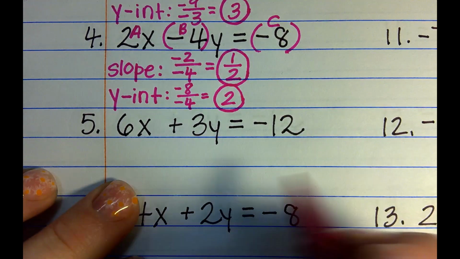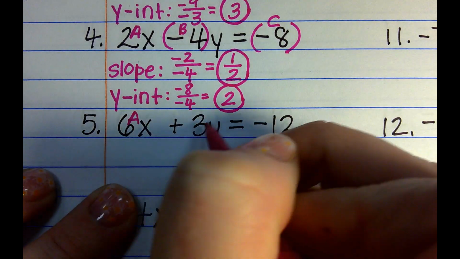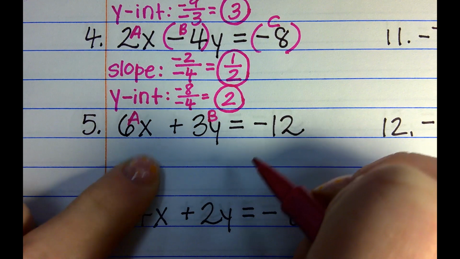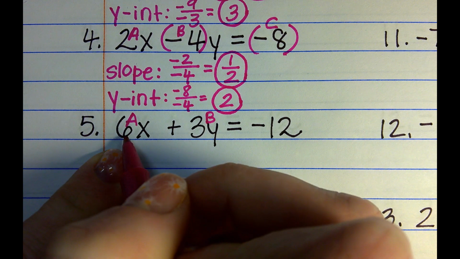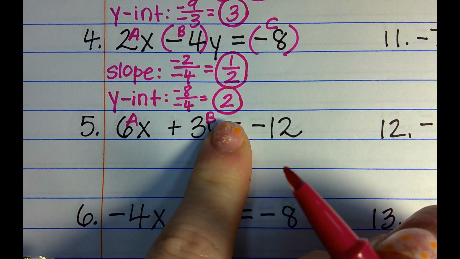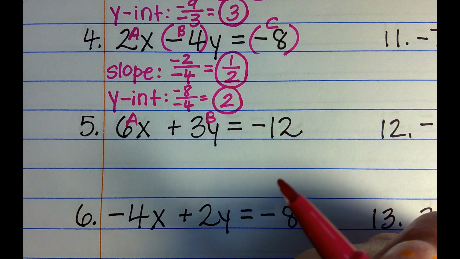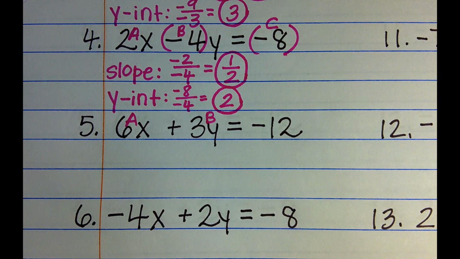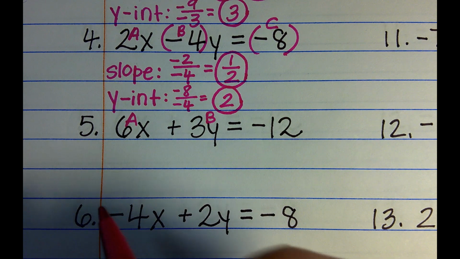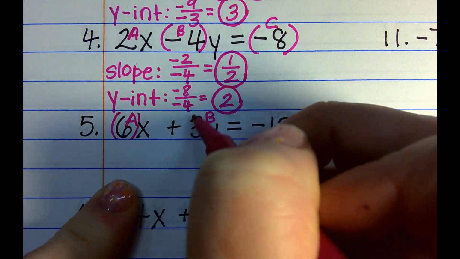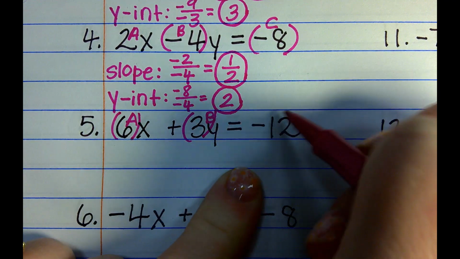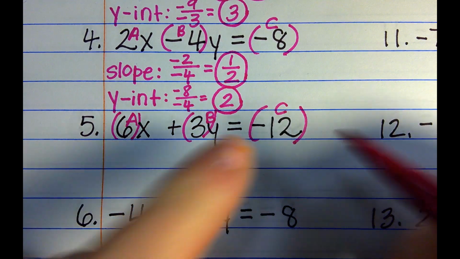What's our A, B, and C? 6, 3, and -12. 6x, 3y, and -12. Yes, and whenever we're identifying our A, B, and C, we just want to include the numbers. We don't want to worry about the X and the Y, because if I put an X in there, it's going to mess us up later on. It's just the number that's next to X and the number that's next to Y. So A is 6, B is +3, and C is -12.